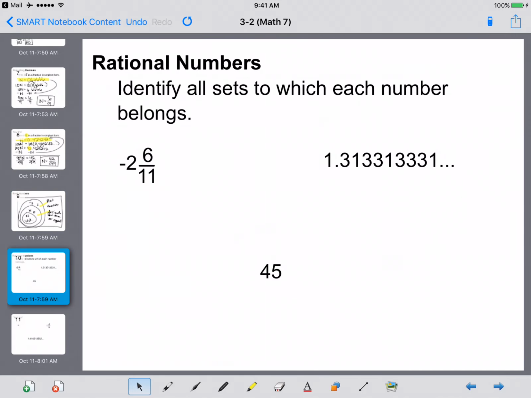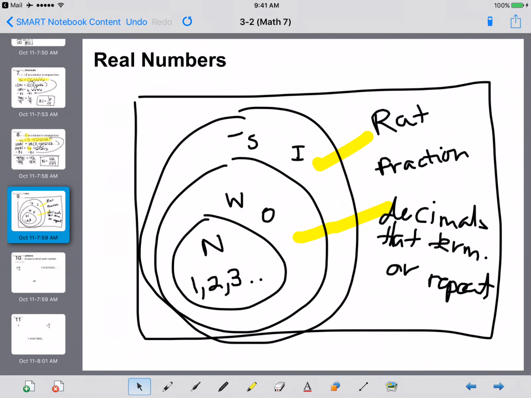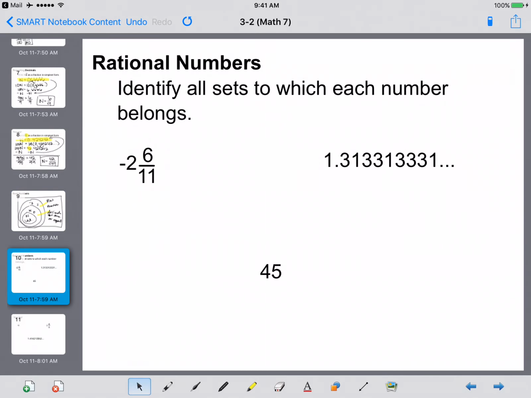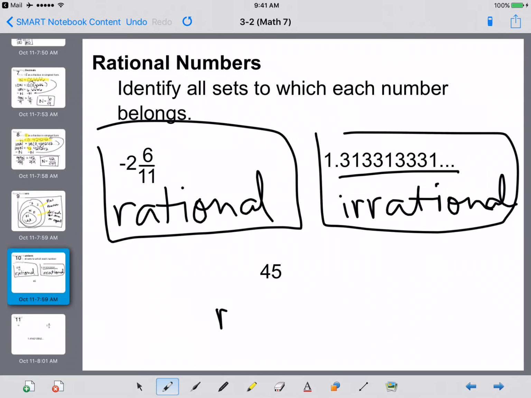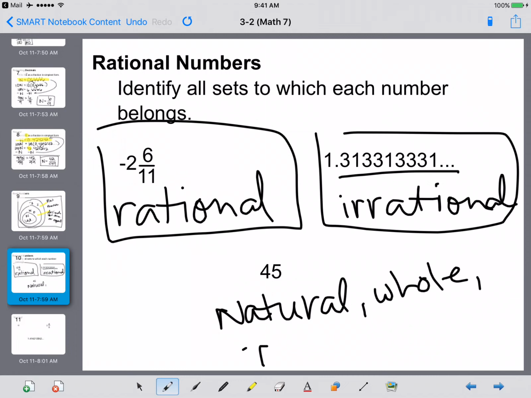So here we've got -2 and 6/11. The only category that takes fractions is our rational numbers. So if it's a decimal or a fraction, it's only a rational. This decimal here has no pattern and it doesn't terminate, so it's irrational. 45 is one of those natural numbers. It's just like 1, 2, 3, 4, 5 going on forever. So if it's natural, it's also whole, it's also integer, and it's also rational. So if it's a natural number, it is everything.